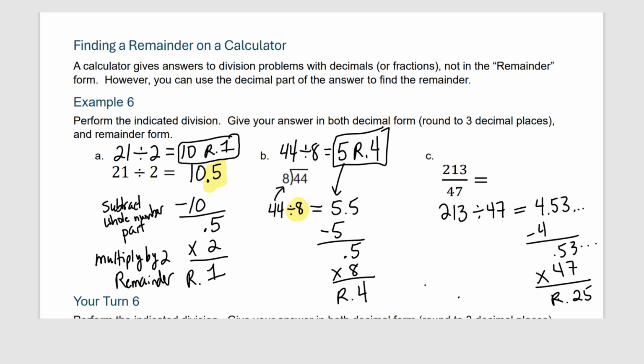So instead of saying 213 divided by 47 is 4.53 something, we're going to say 213 divided by 47 equals 4 and 25. Oops, sorry, I almost wrote it as a fraction. 4 with a remainder of 25. It goes in 4 times with 25 left over.